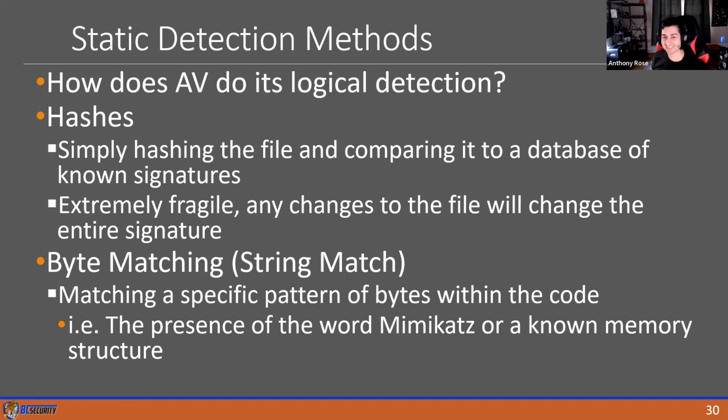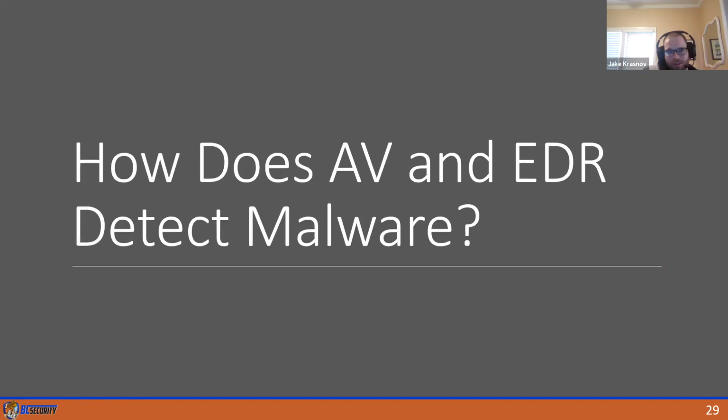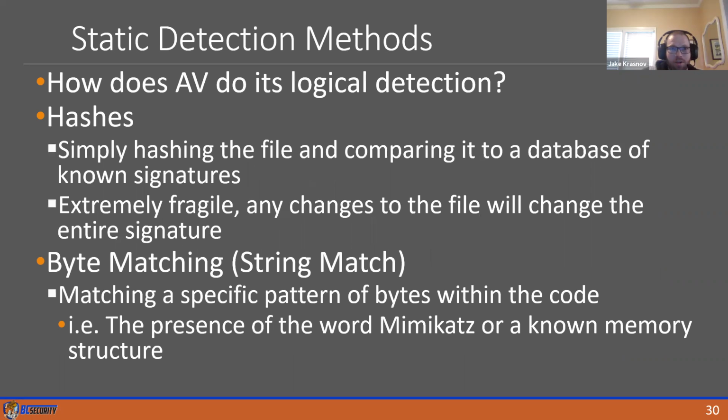Okay, cool. Now we're going to go over how AV and EDR do their detection when they're trying to find in-memory implants or even just scanning files on disk. With AV, we're going to start with the simple and get up to the more difficult. The best-known static detection method is hashes. You hash a file, compare it to a database of known signatures, and see if it matches. At their most basic, when AV first started, they would take the whole file, hash it, and compare it. Any change to the file would break that hash, so it didn't work.